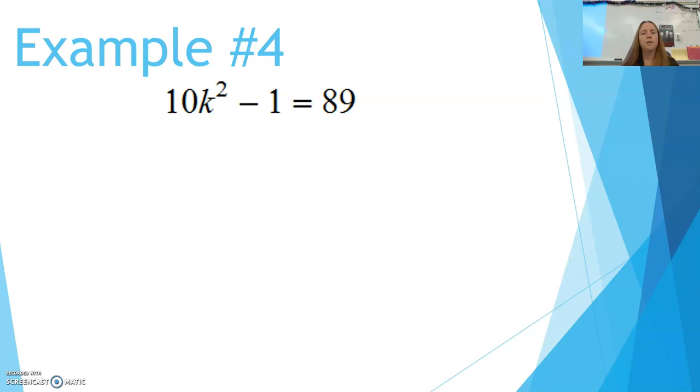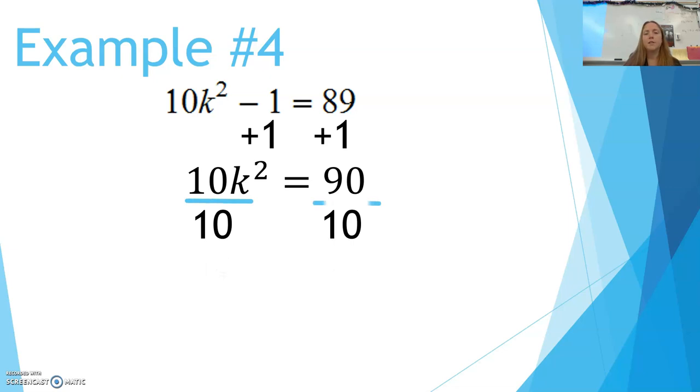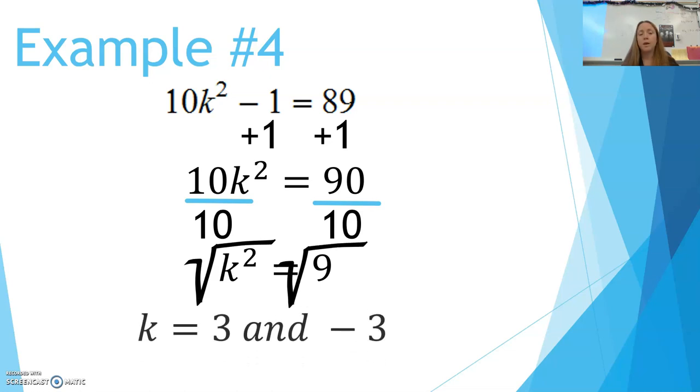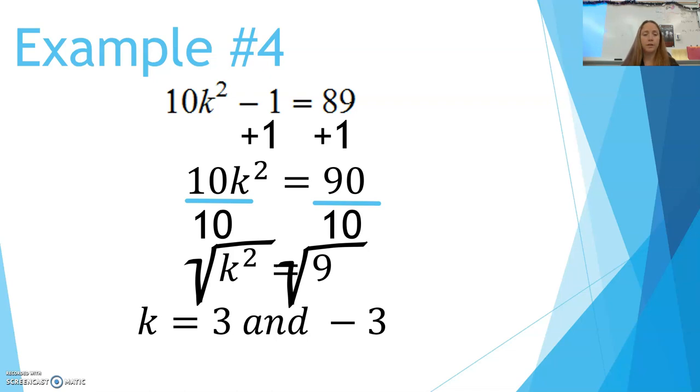Keep on going. Same process, isolating the k here instead of the x. First thing we'll do is add 1 to both sides. That gives us 10k squared equals 90. Then divide by 10, just like before, and you get k squared equals 9, so we're going to take the square root of 9. And don't forget, we have two answers. We got 3 or negative 3, not just 3. That's the biggest thing that most students forget, is to do both.